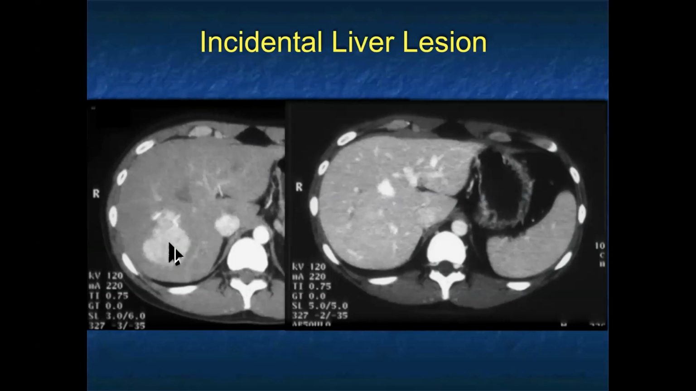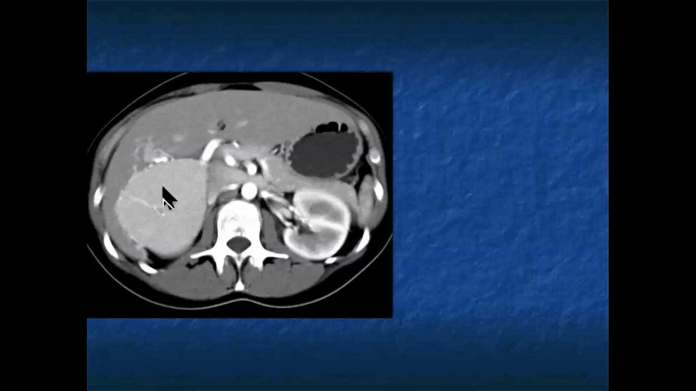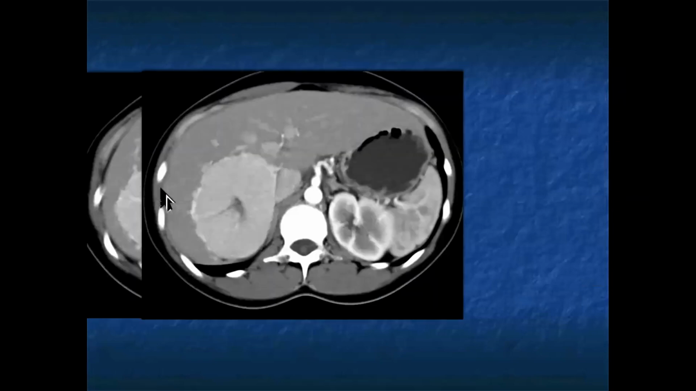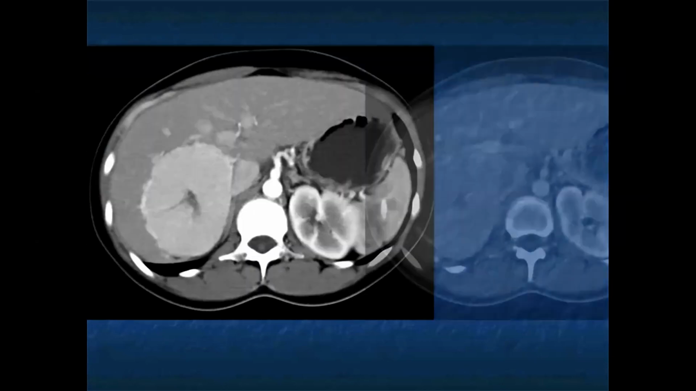So what lesion is very vascular, but only as vascular as the IVC, not the aorta, is not in a cirrhotic liver, and then becomes isodense? And the answer to that is a focal nodular hyperplasia. Here's another example: vascular lesion, isodense, no peripheral enhancement. A bigger lesion, very vascular, but no neovascularity, no underlying cirrhosis, central scar, very classic, focal nodular hyperplasia.